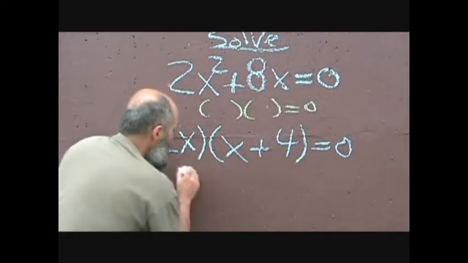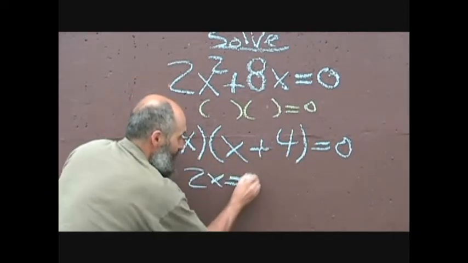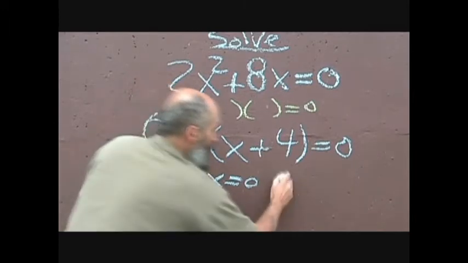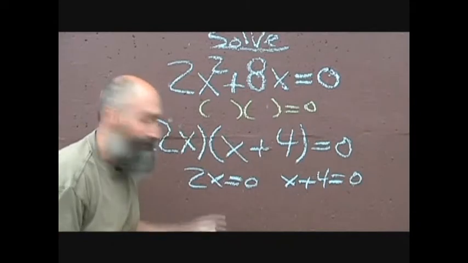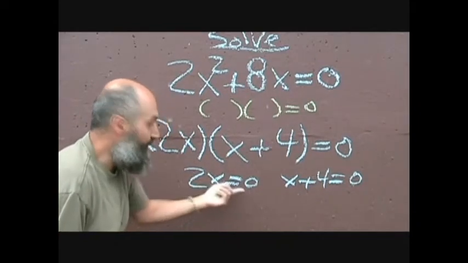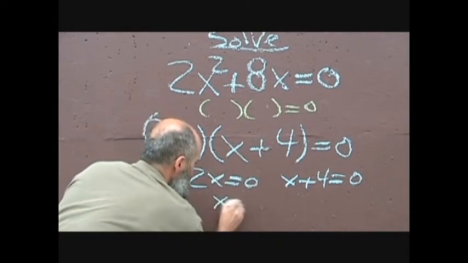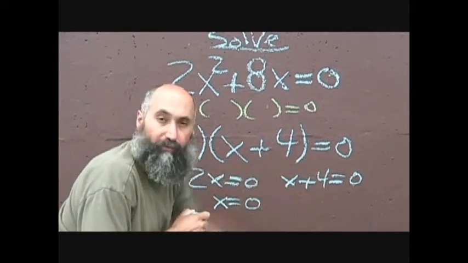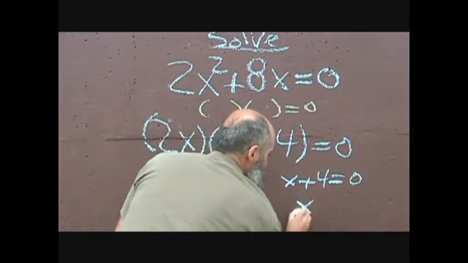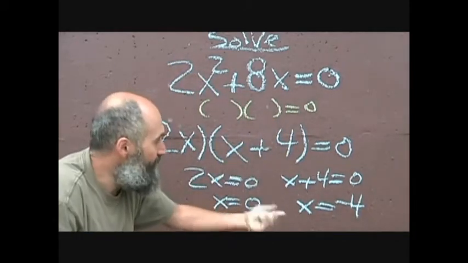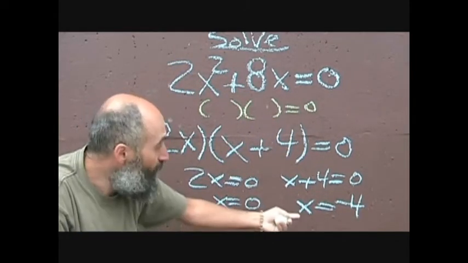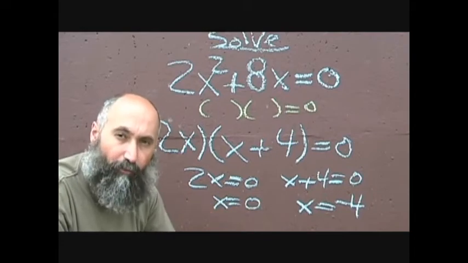So you go 2x is equal to 0, and then x plus 4 is equal to 0. Then you just solve. For this, you divide by 2, so x is equal to 0. And for this, you move the 4 over, and x is equal to negative 4. Those are your solutions. And as we talked about before, those are your x-intercepts for a parabola.